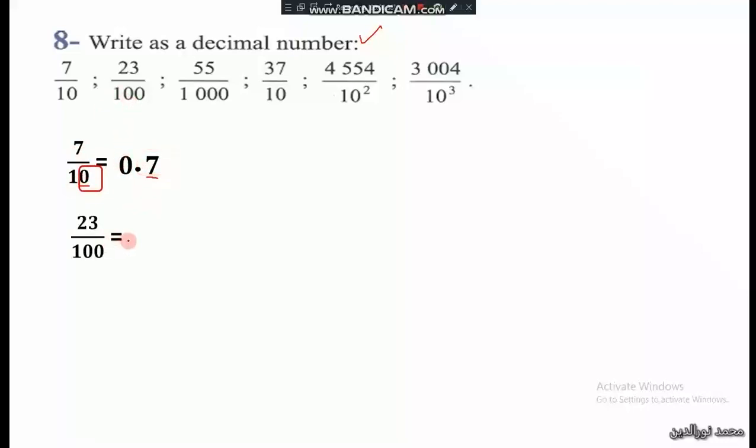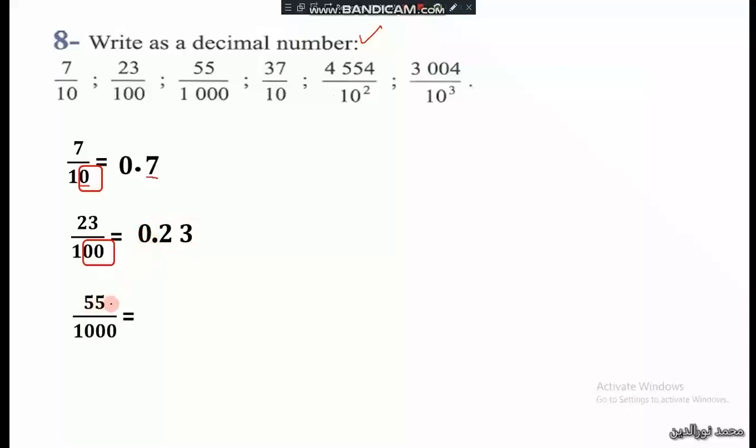23 over 100, we have 2 zeros, that means 2 decimal digits. We write 23, we have 2 zeros, 2 decimal digits, and we put the point right here, and we should put 0 in the ones digit.